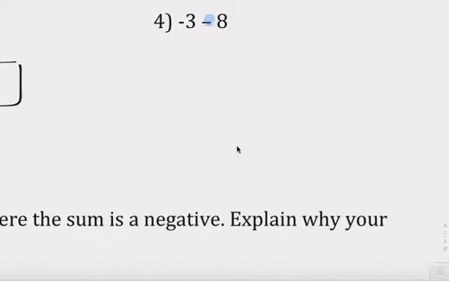This here is 2 negatives. 2 negatives you add. Take the small one here. 2 negatives you add, you get 11, and the biggest number takes the sign.